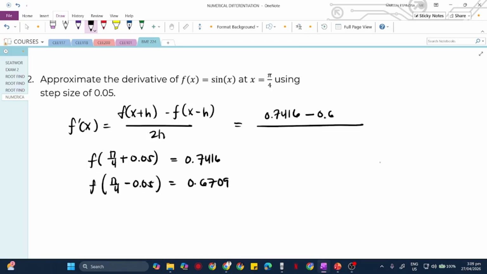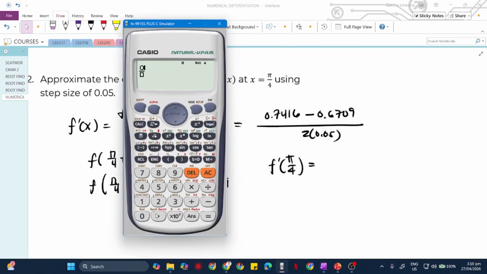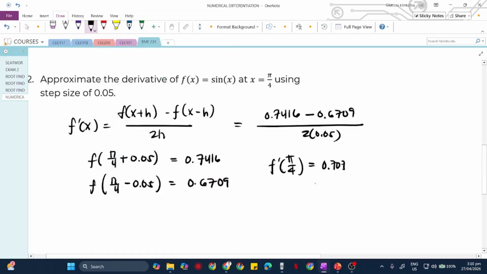Okay, then therefore, we have here our answer, 0.7416 minus 0.6709 all over 2 times 0.05. Okay, kindly give me the value of our derivative. Sige, paki-open na lang your microphone, no? 0.7416 minus 0.6709 all over 2 times 0.05. And that is equivalent sa 0.707. And that is your answer.